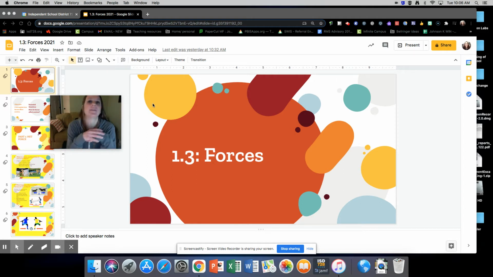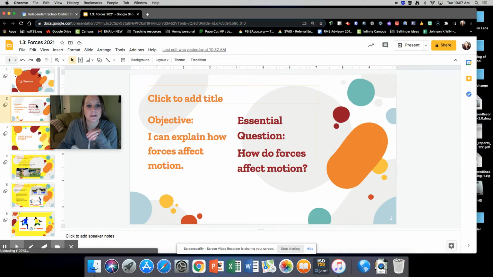These notes are going to be divided into 3 different sections. And so today we are just going to be doing the very first section, okay? That's the yellow section on your note sheet. So our objective for this is I can explain how forces affect motion. And the essential question is, how do forces affect motion? So we're going to be looking at different ways that forces can affect motion. It can cause objects to move or cause them to not move.